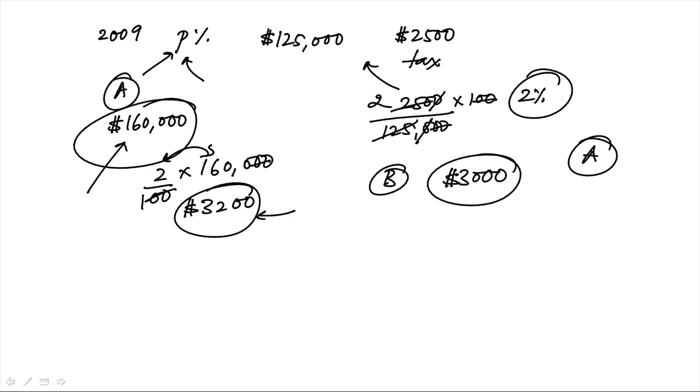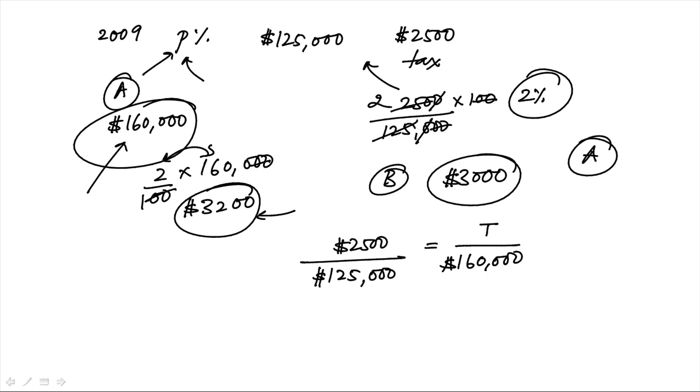The other way to do it is to just set up a proportion, which is really equivalent to this percentage. And the way that would work is we would say the tax on a home of 125,000 is 2,500. So we set it up as a proportion. So what would be the tax? And let me call that T on a home that's 160,000. So to find T, I multiply both sides by 160,000.